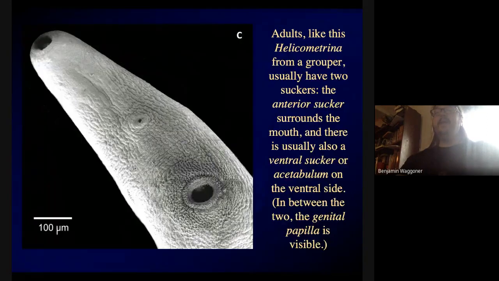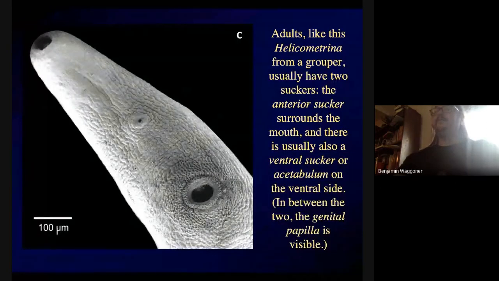Little bit about anatomy. As is typical for trematoda, there's a sucker around the mouth, and you can see it at the top left of this picture. That's the mouth.